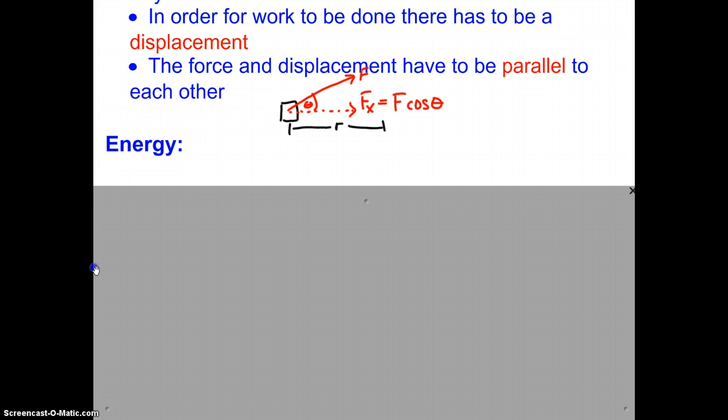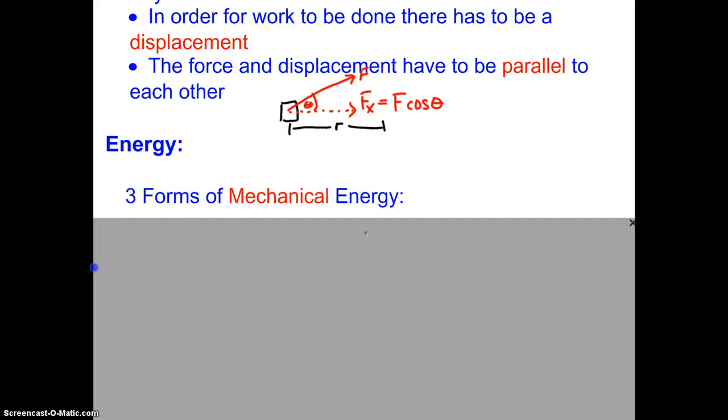Energy, simply stated, is the ability to do work. In this unit, since we're in mechanics, we're going to be talking about mechanical energy. Total mechanical energy is the sum of all kinetic and potential energies that exist in a system. And we have 3 forms of mechanical energy that we'll be investigating this year.